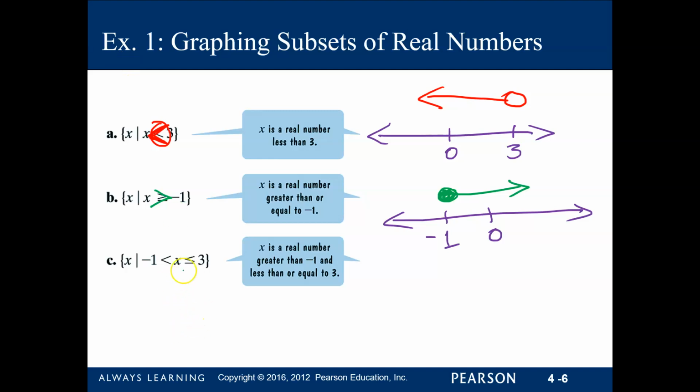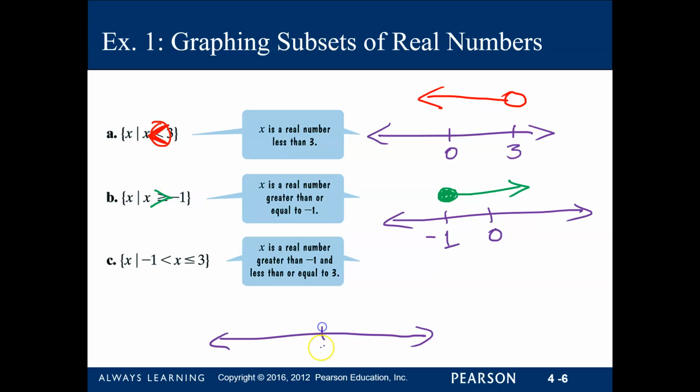And then here, as you will notice, we have a two-part inequality. So -1 is less than x, and then x is less than or equal to 3. So in our case, okay, let's have our number line.